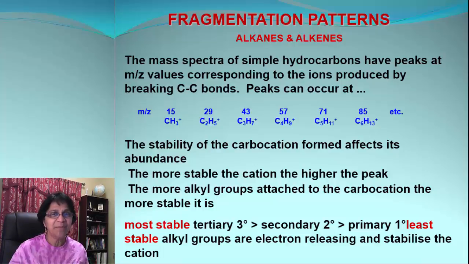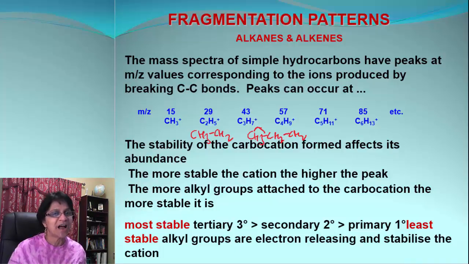So if you have a methyl group CH3, we should have a peak at 15. Let's add one more CH2. So if we get CH3CH2, that's ethyl group, we should have a peak at 29. Then we add to that one more CH2 group, and what you get is 43, and so on. So all these peaks correspond to removal of extra CH2 group.